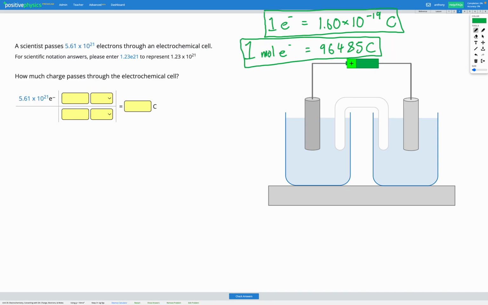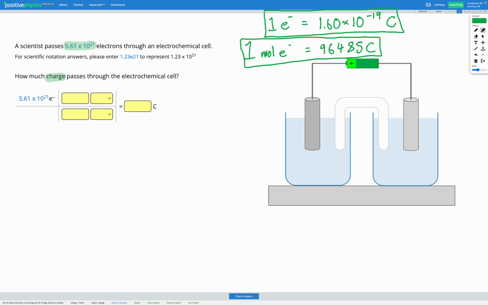So if the question is asking you to convert between the number of electrons and the charge, you're going to use that first conversion factor. If the question is asking you to convert between the moles of electrons and the charge, you're going to use that second conversion factor. In this question, we're told a scientist passes 5.61 times 10 to the power of 21 electrons through an electrochemical cell, and we're asked how much charge passes through the electrochemical cell.